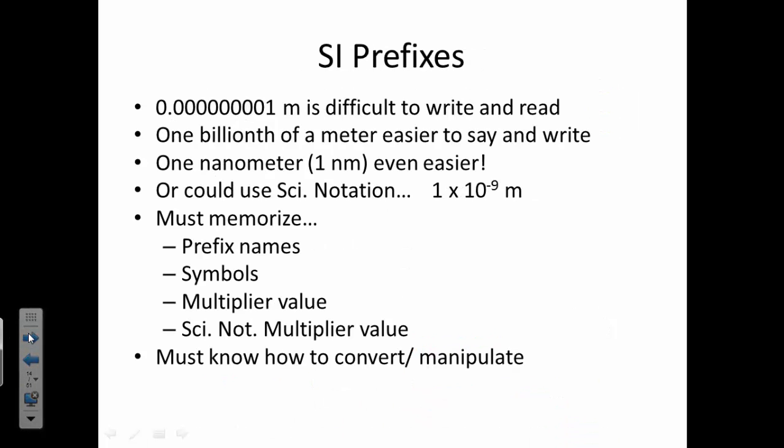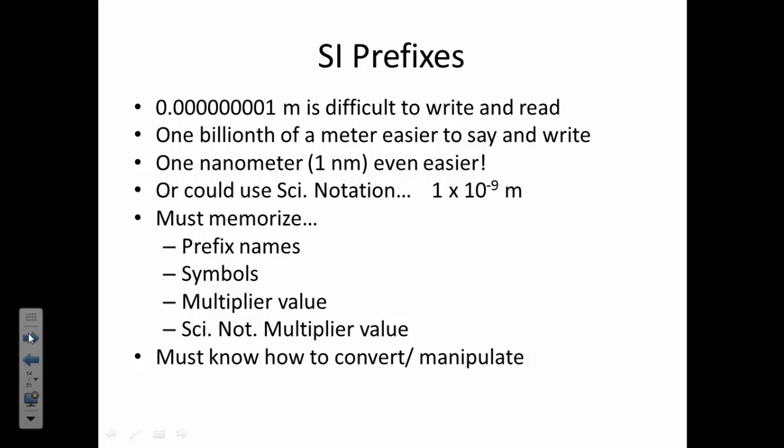SI prefixes. SI prefixes are just a way to use a shorthand notation to make it easier to read and write and talk about really, really small numbers or really, really big numbers. All right. Like 0.000000001 meters. It's difficult to read manually. Right? You got to count the numbers. But another way to say it is in place of a meter, a nanometer, even easier to write a little abbreviation. You can also use scientific notation, 1 times 10 to the minus 9 meters.